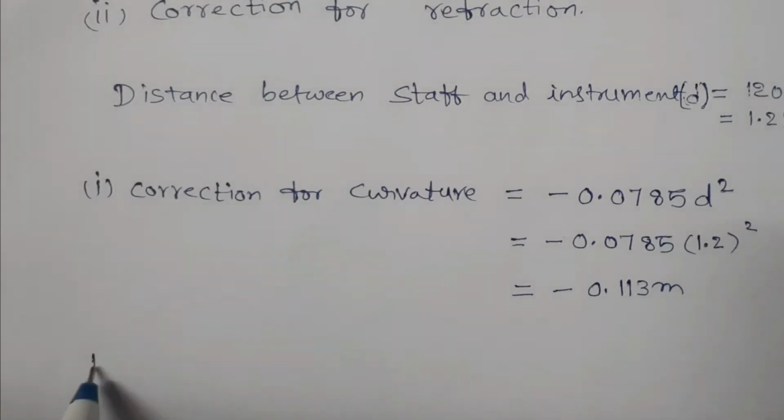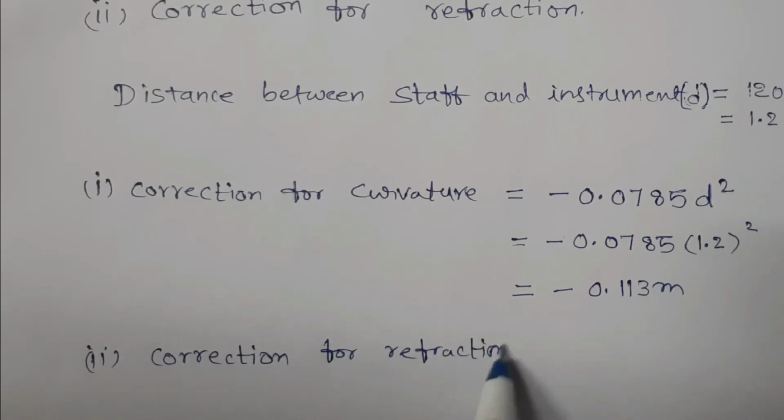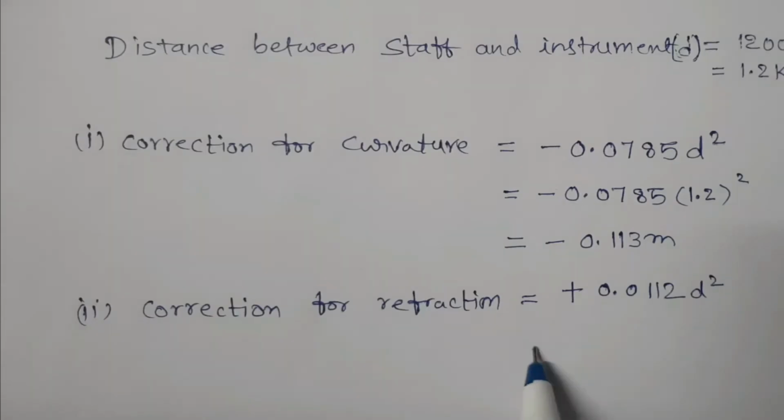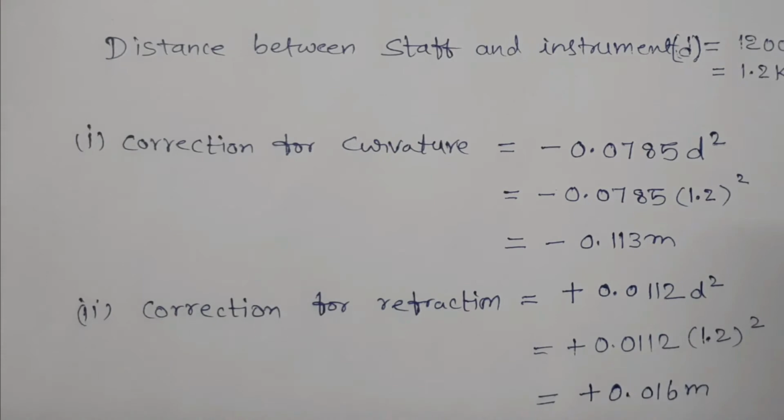Second one, correction for refraction is equal to plus 0.0112 d square. 0.0112 into 0.2 whole square. Correction for refraction is plus 0.0004 meters.